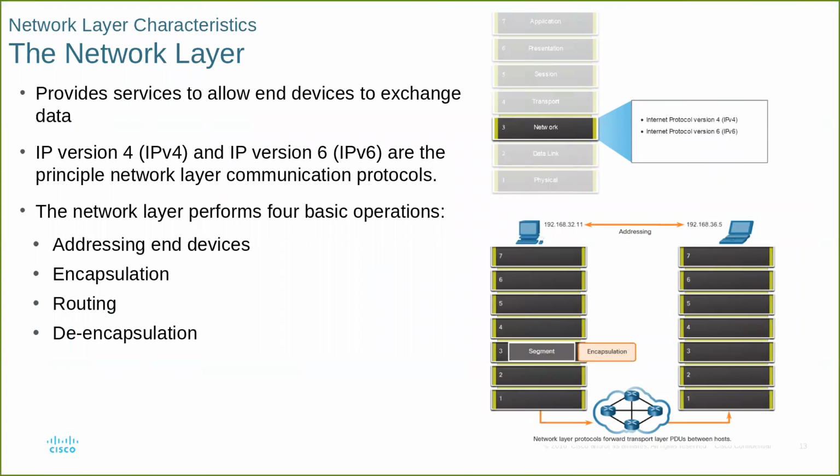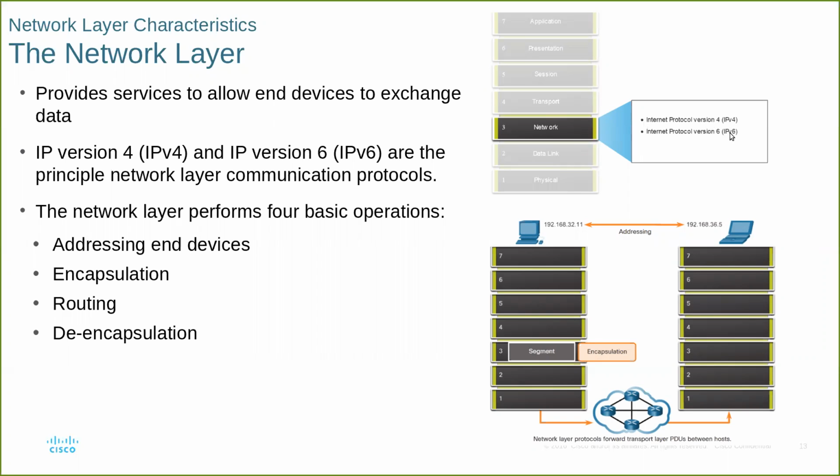So this is the OSI model between two end devices, hosts, you can see. The network layer is layer 3 of the OSI model. The network layer provides services that allow end-to-end exchange of data. Because of the network layer, end-to-end devices can exchange data. And you can see there are two protocols that reside at the network layer, IPv4 and IPv6.